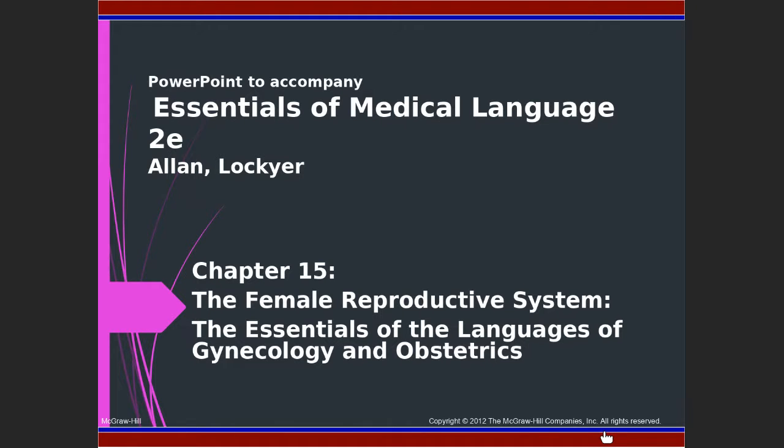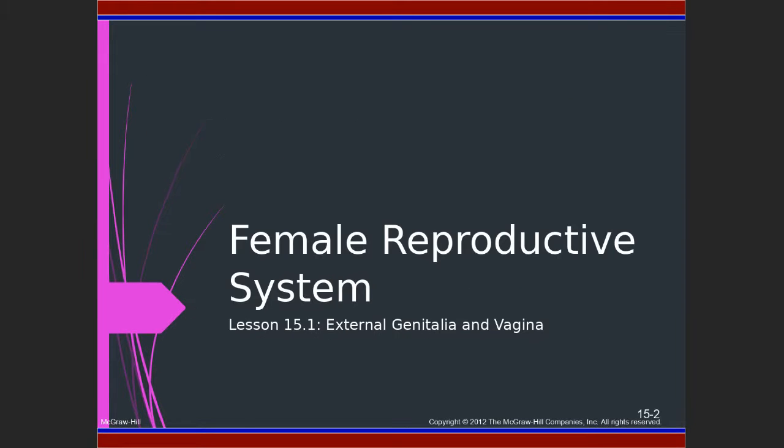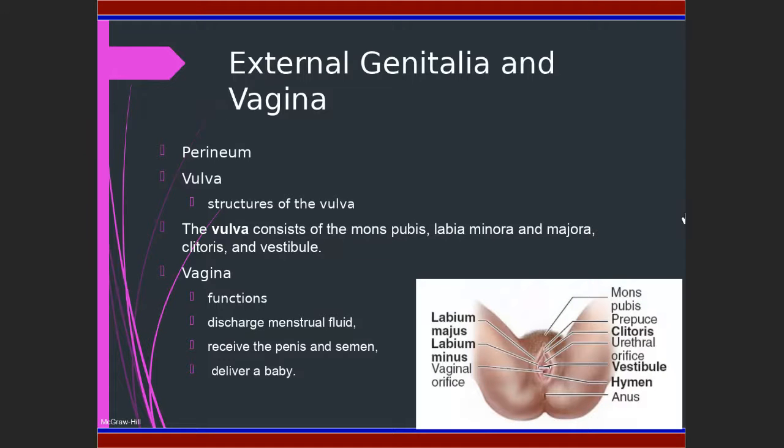Okay, so reproductive system, female reproductive system. Let's get started. So the external genitalia and vagina. Let's talk about the external parts of the female reproductive system. The perineum, it's the same thing as in the male, but in this case, it's not the space between the scrotum and the anus, but the space between the vagina and the anus.